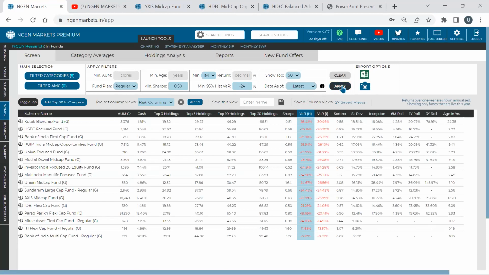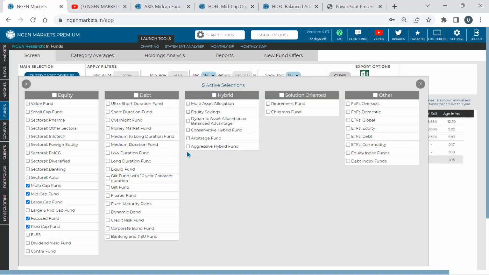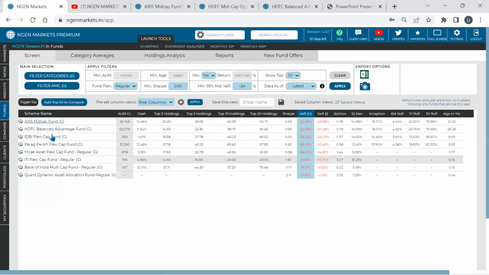So you can now see that there are only these six funds which have a better Sharpe ratio and this value at risk. Now, if it does not satisfy you, as you know, hybrid funds would be better in the conservative domain. If I choose dynamic asset allocation, you will now see a couple of balanced advantage funds being backtested, right?